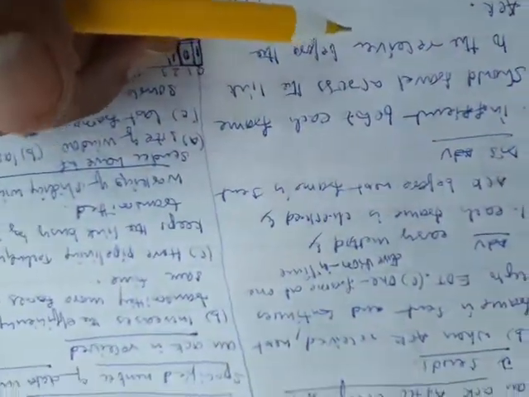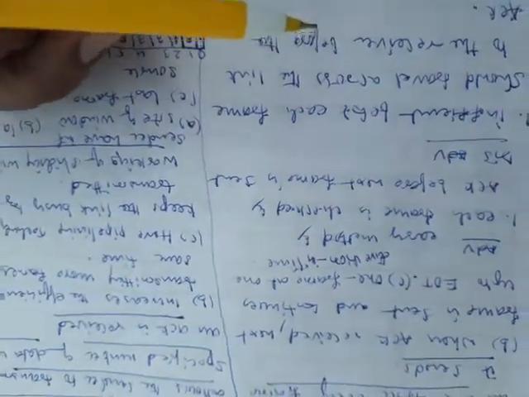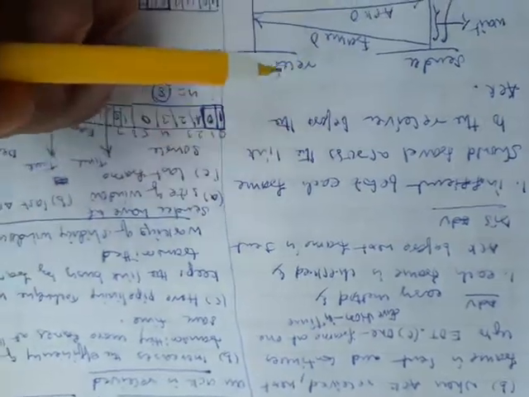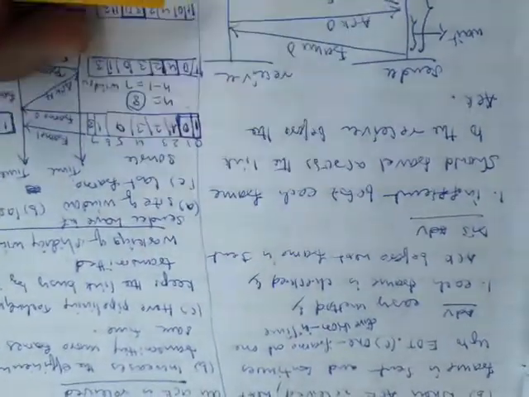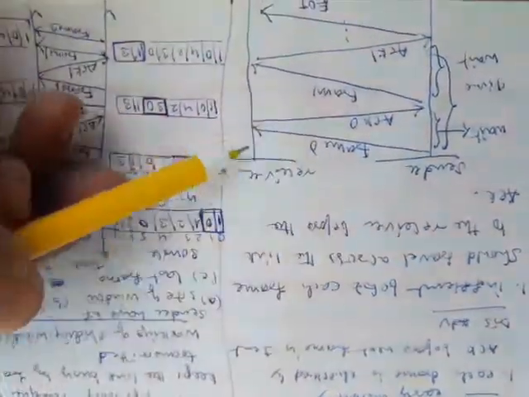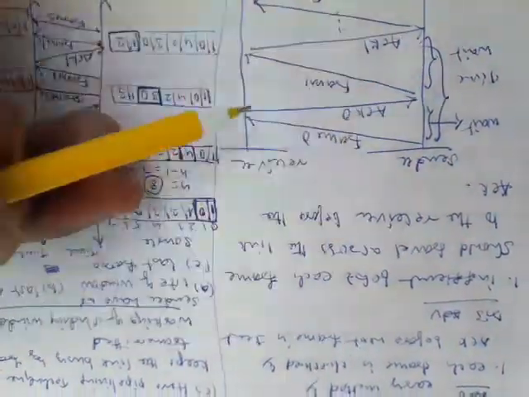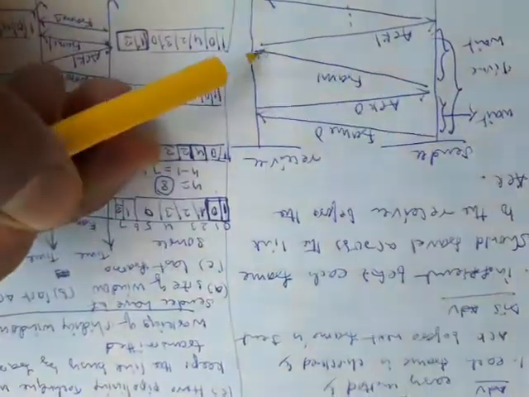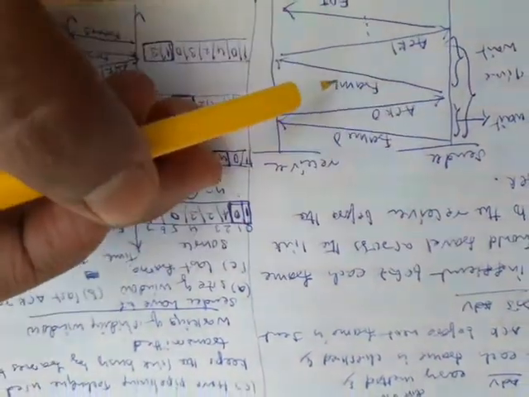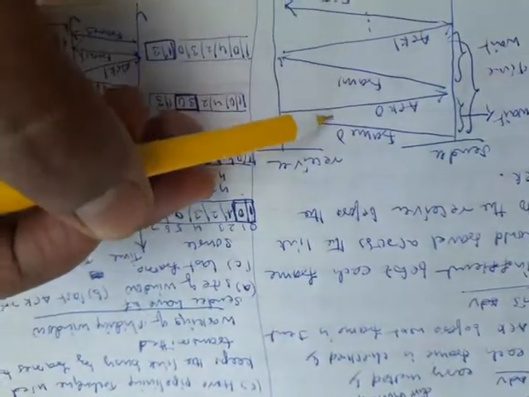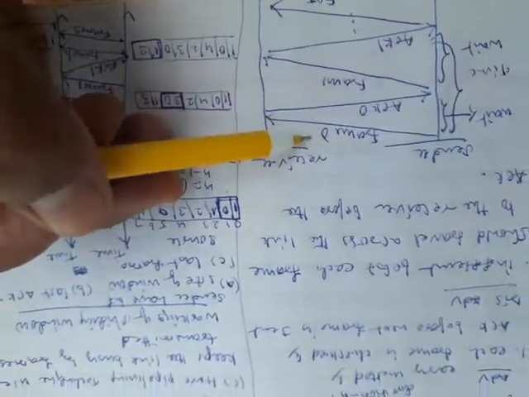And what are the disadvantages? It is more inefficient. Why? Because each frame should travel across the link to the receiver before the acknowledgement. That means frame 0 is sent, acknowledgement is received. Before the acknowledgement, you again send frame 1. At that time, if the acknowledgement is not received, then automatically frame 0 and frame 1 both should be delayed or declined.